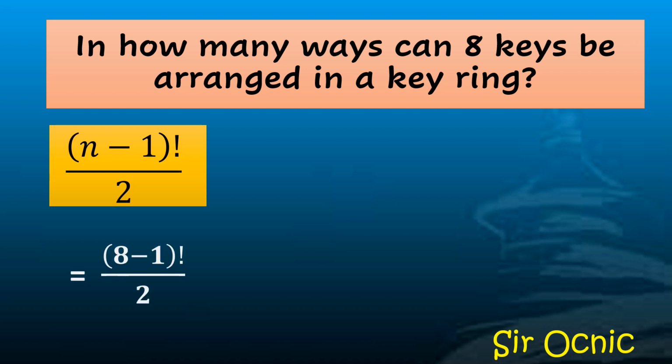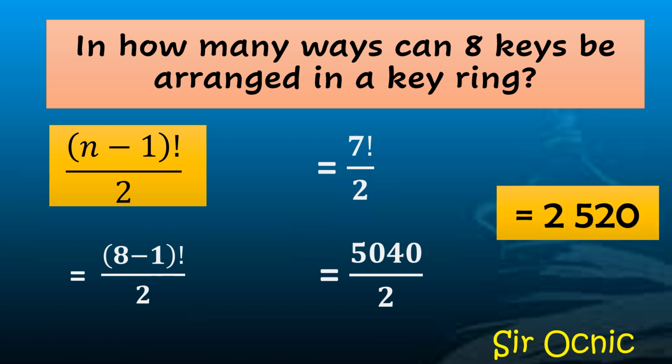Therefore, we will have (8 minus 1) factorial all over 2, which is equal to 7 factorial all over 2. And 7 factorial is equivalent to 5040, divided by 2, that is equal to 2520.